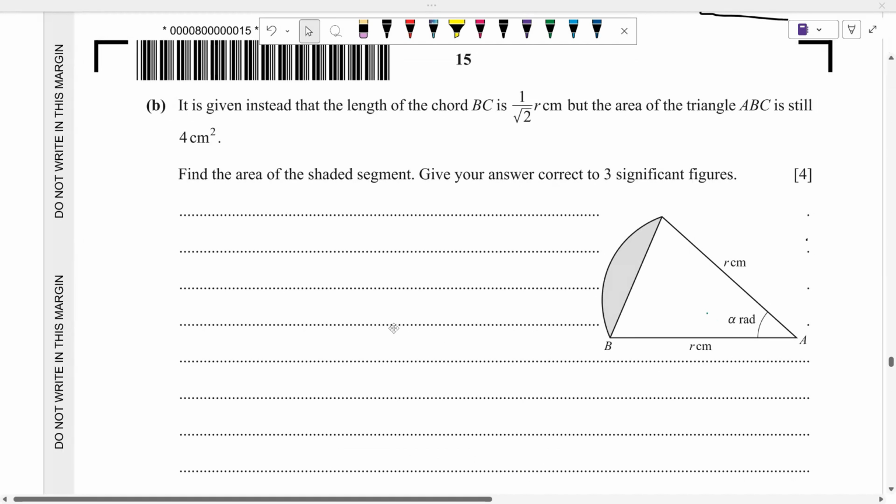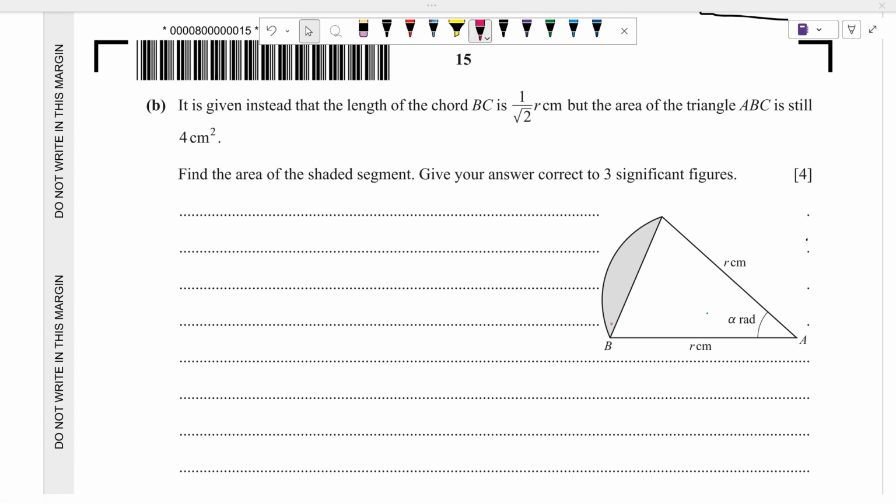Now let's move to part B. It is given instead that the length of the chord BC is r over root 2, but the area of the triangle ABC is still 4 centimeter square. Find the area of the shaded segment. Give your answer correct to 3 significant figures.